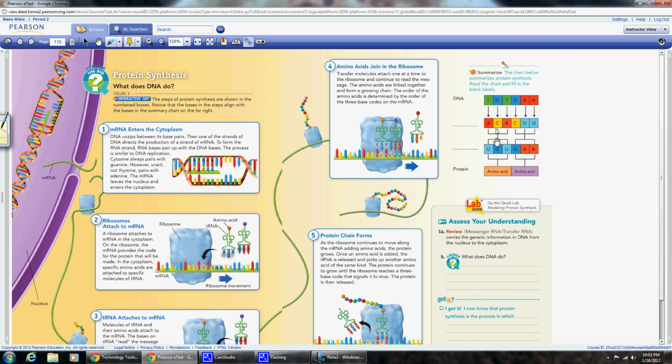So if you're ever wondering if you did this transfer correctly, just look at the DNA and the transfer RNA and make sure everything matches up, except do not forget, because it's RNA, it uses U's instead of T's.